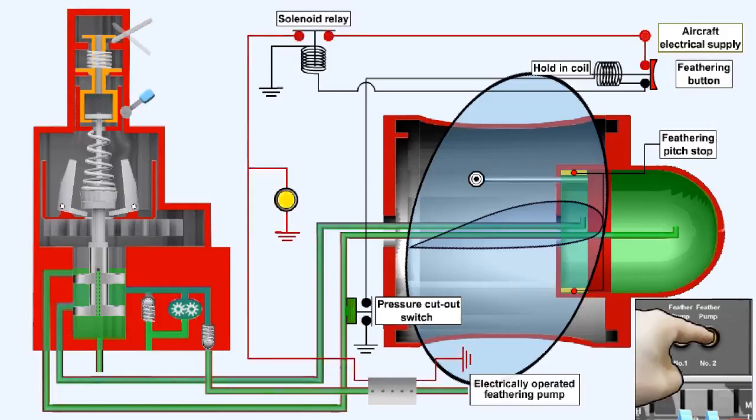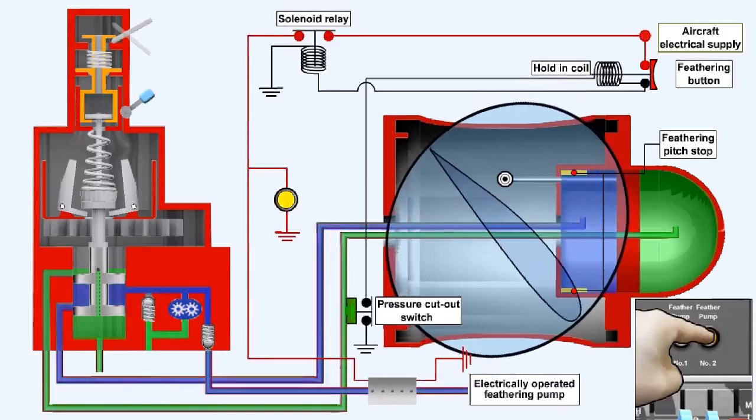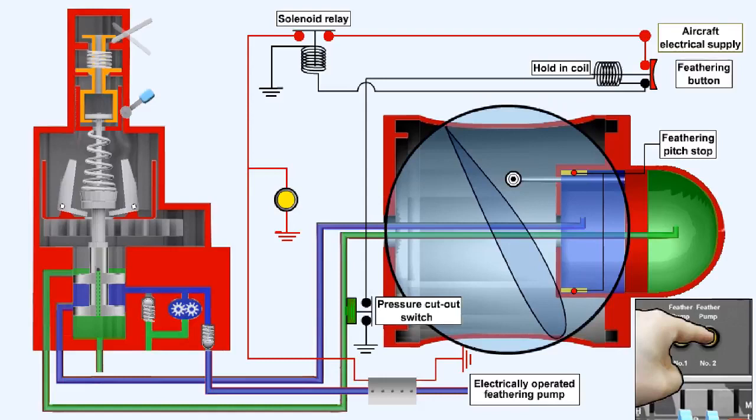The feathering button should now be pressed. This starts the feathering pump running, which will supply the pressure oil to the pitch change mechanism to move the blades away from the feathered position towards fine. Once the propeller starts windmilling, the feathering button should be pulled out. Pulling out the feathering button overcomes the holding coil.